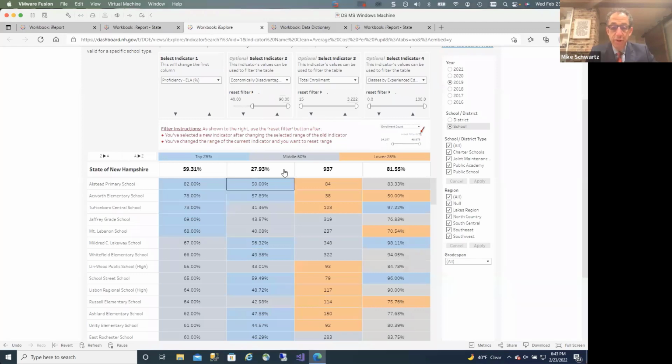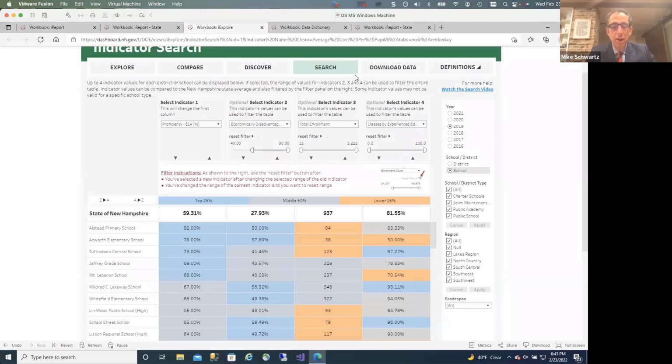They're eligible for free and reduced lunch. And I apologize, I used the word poverty. Eligible for free and reduced lunch means that you're below a certain level in terms of your income, and that's what this is representing.